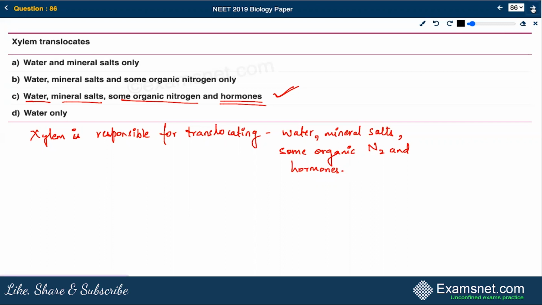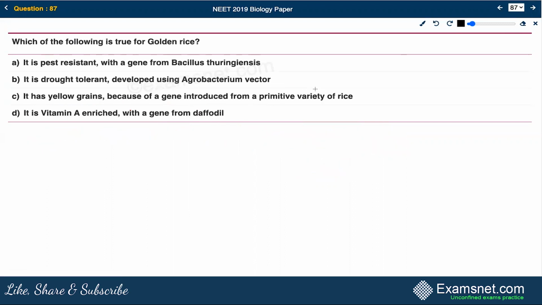Yeah, let's move on to the next question, which is question number 87. Now, question number 87 says that what is true for the golden rice? That means which of the following statements is true for the golden rice? All right, so it is asking about golden rice. So golden rice, it is pest resistant with a gene from Bacillus thuringiensis. It is drought tolerant, developed using agrobacterium vector. It has yellow grains because of a gene introduced from a primitive variety of rice, or it is vitamin A enriched with a gene from daffodil.